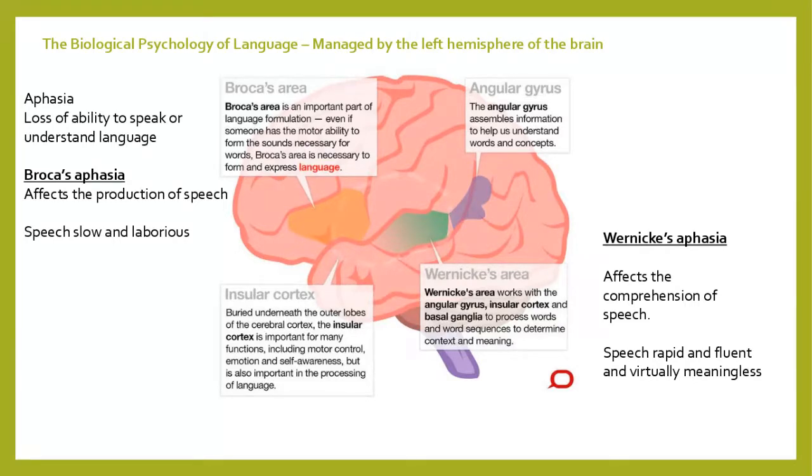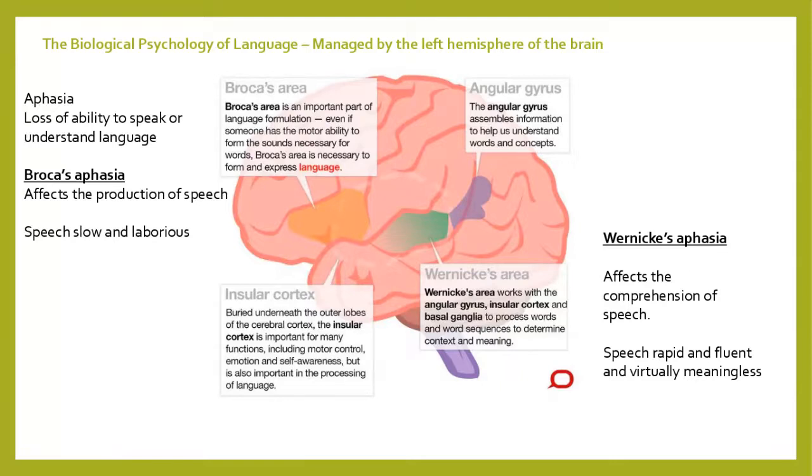There's an area in your brain called Broca's area, and that area is an important part for language formulation. You might want to say the words, but it affects the production of the speech. So as much as you want to say the word cat and it's there in your brain, you are unable to say the word cat. So the damage to Broca's area means that even if someone has the motor ability to form the sounds, the way they do that is damaged. So they lose the ability to form and express language.